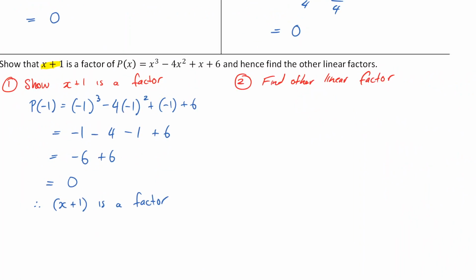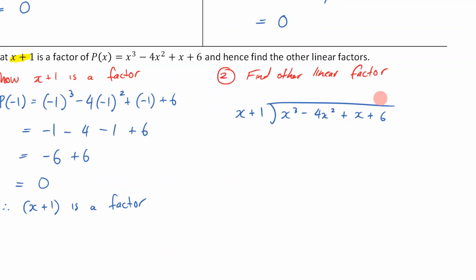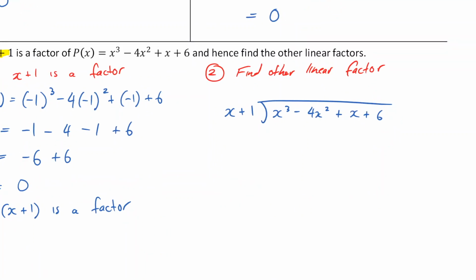We know that one of our factors is x plus 1. We're now going to divide p of x by this, so x cubed minus 4x squared plus x plus 6. Let's see how we go here.